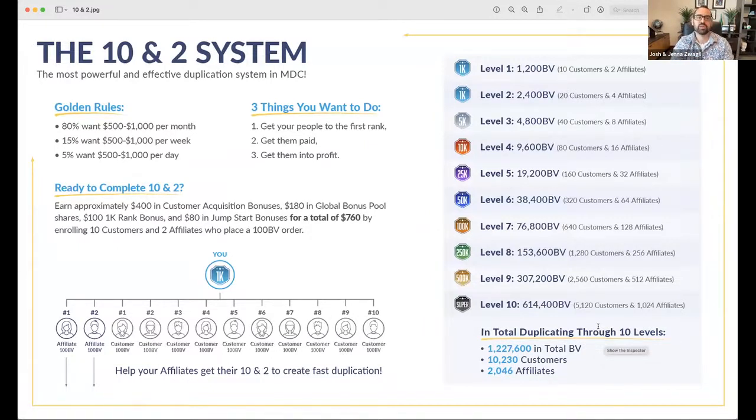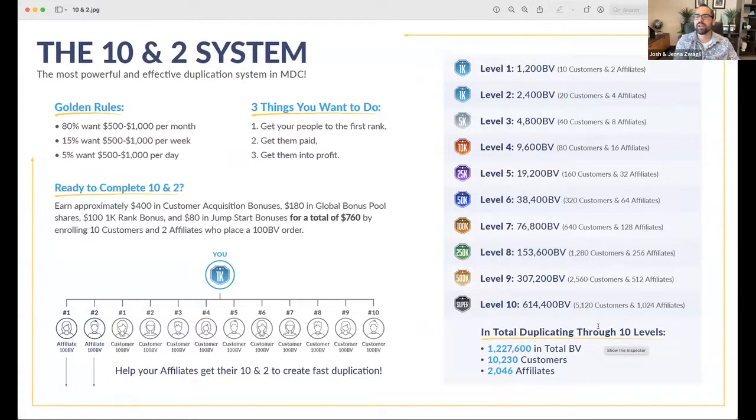One, 80% of people are looking to make 500 to 1,000 per month. Most people that get into network marketing are here for part-time income. You need to know this as a leader, because if your messaging is all about becoming a 1%er, if your messaging is all about becoming a millionaire and all this stuff, you're missing out on the majority of people that are here for part-time income.